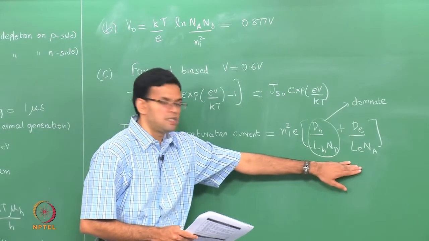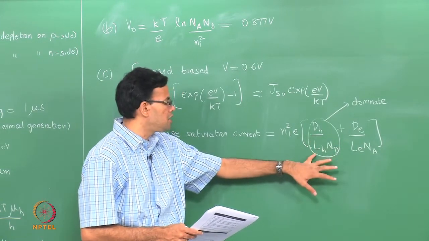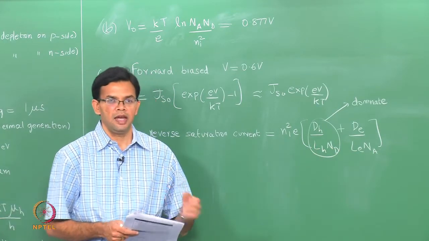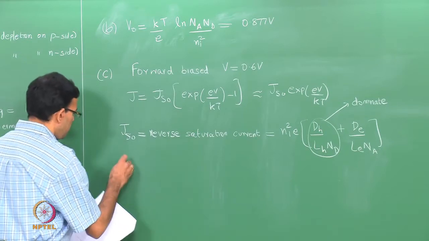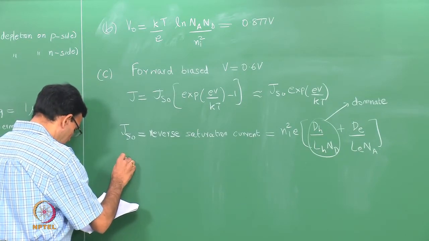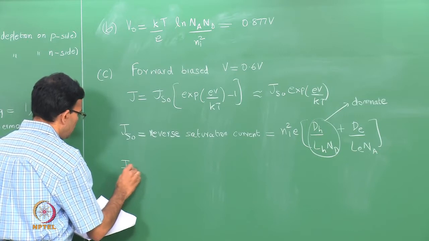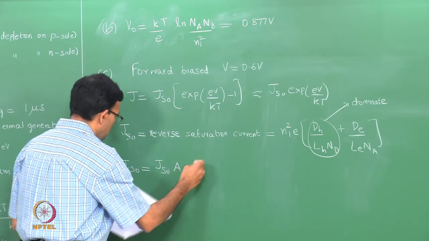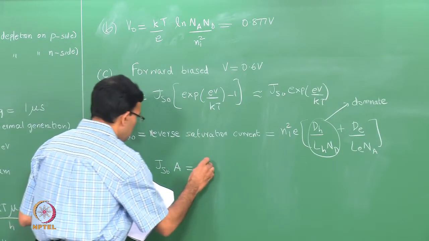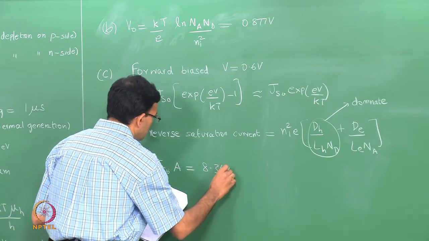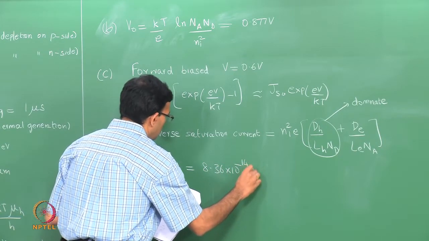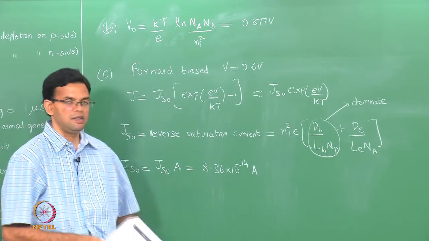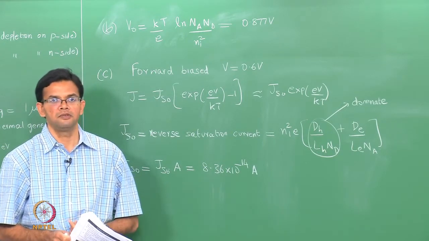All the numbers are here. We calculated d_h and L_h in part A. Na and Nd are known, Ni is also known. So, instead of J_S0, I will directly write I_S0, which is J_S0 times the area. This is 8.36 times 10 to the minus 14 amperes. So, the reverse saturation current is essentially a really small value.